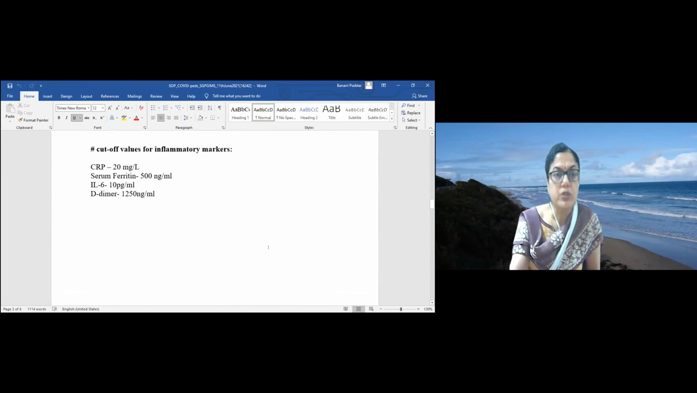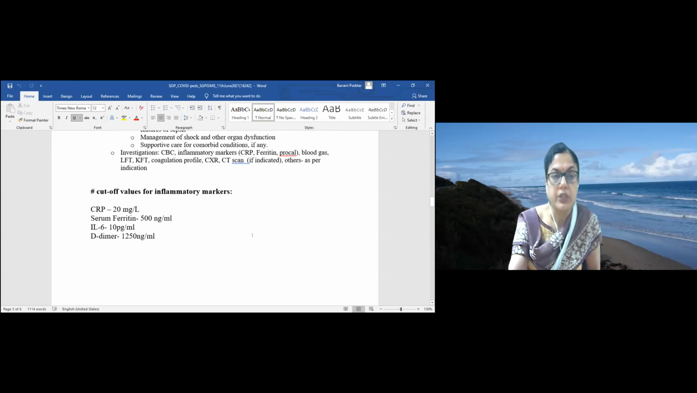Here I would like to say that these are the cutoff values we will take for inflammatory markers, and all this is already there on the SOP. I myself can never remember these values from the top of my head, so I thought I'd write it in the SOP.